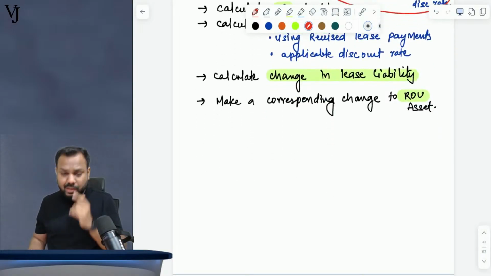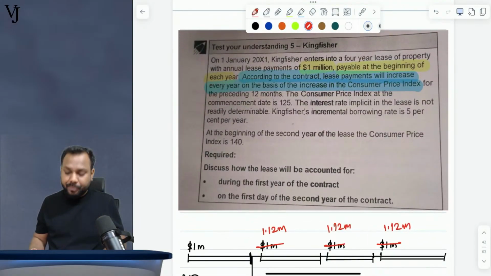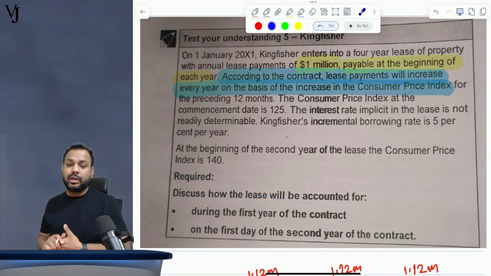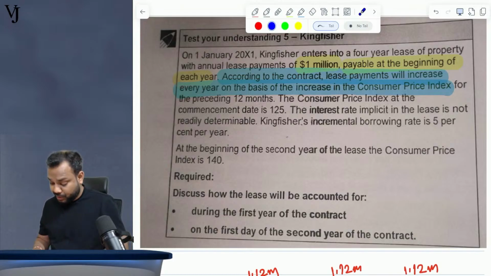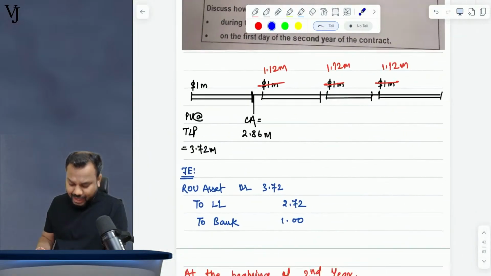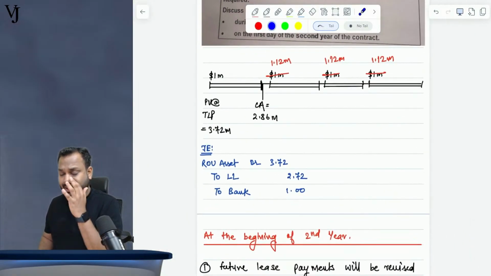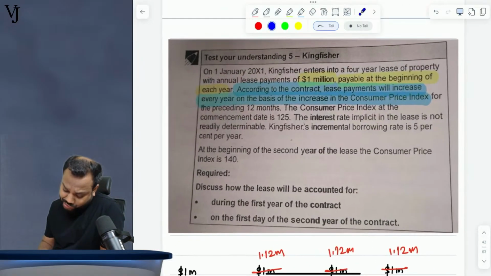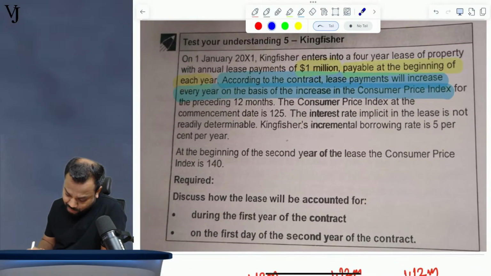Now, to explain this concept, I have taken up an example. I will strongly recommend all of you to solve this example. I will be explaining this question in brief, not in detail, but just understand what is happening here. What is changing? First of all, let me know what is changing.